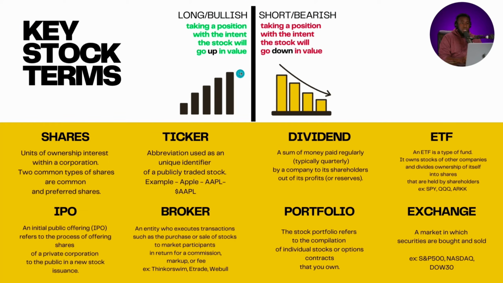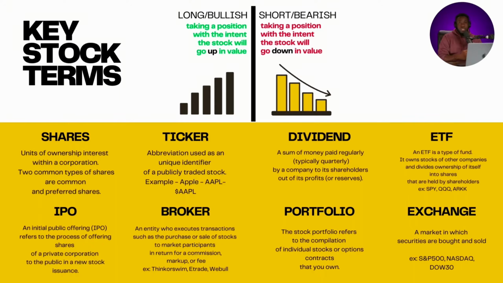A long is taking a position with the intent that the stock will go up in value. So if you want to go long, think about going long term in a relationship. That means you're in for the long haul. That means you are expecting that it should go up, that it should increase in value. That would be what we call bullish.